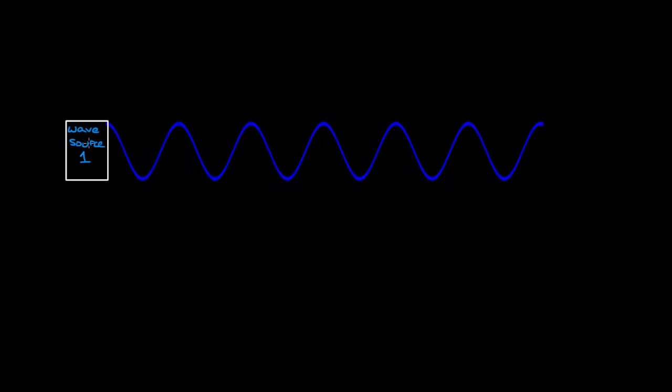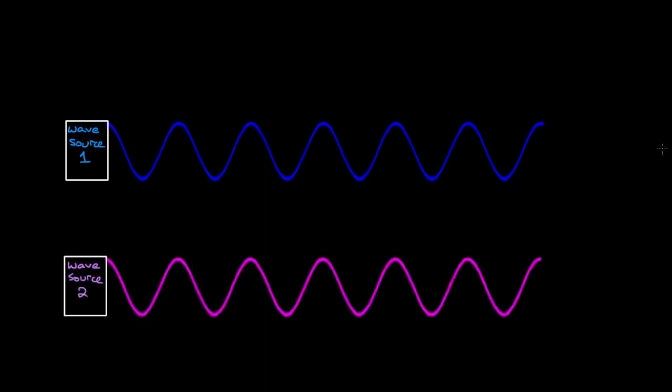So imagine you've got a wave source. This could be a little oscillator that's creating a wave on a string, or a little paddle that goes up and down that creates waves on water, or a speaker that creates sound waves. It could be any wave source whatsoever, creates this wave, a nice simple harmonic wave. Now let's say you've got a second wave source.